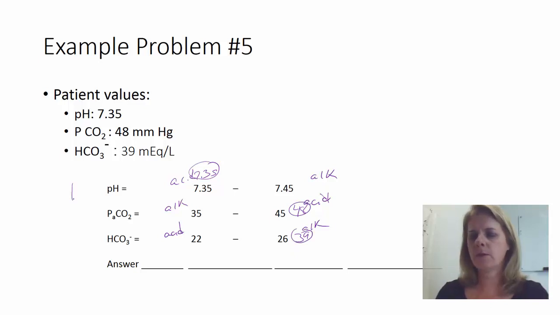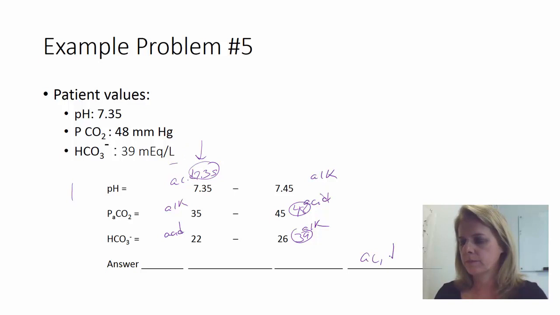So my pH, step 1, is it out of whack? Well, it's in the normal range. In this case, if it's on the line, you say it's toward the acidic side. So we're going to classify this as acidosis because it's on the acid side of normal. What's causing that? Which other one is on the acid side? The CO2 level, right? So this is respiratory acidosis. It's being caused by the respiratory because the 48 is outside of normal toward the acid side.